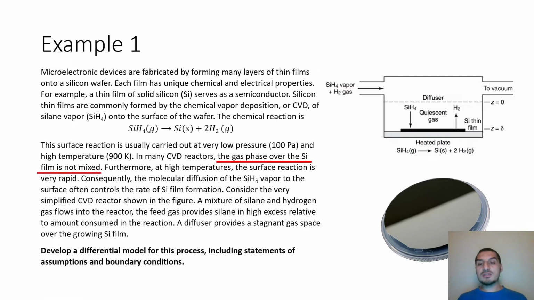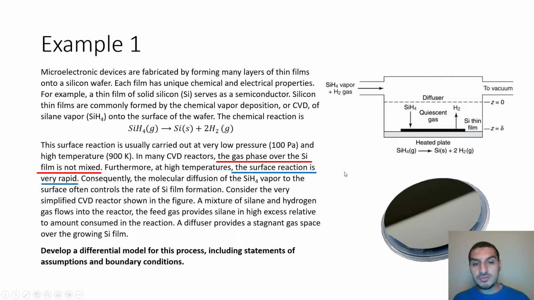The next is that the gas phase over the silicon film is not mixed, and by this we mean that there is no device for changing the airflow, or a pump or a compressor or something like this. There is nothing to do the mixing, which means that the diffusion or mass transfer is mainly or totally by molecular diffusion.